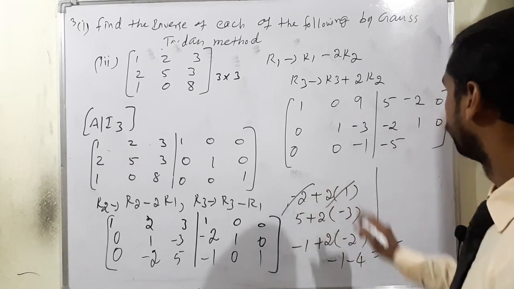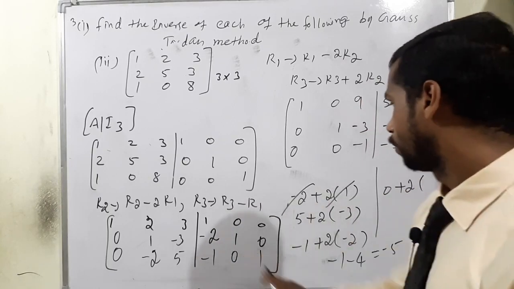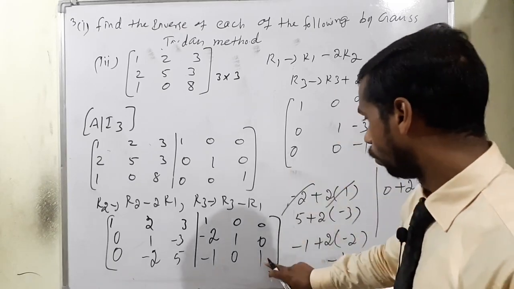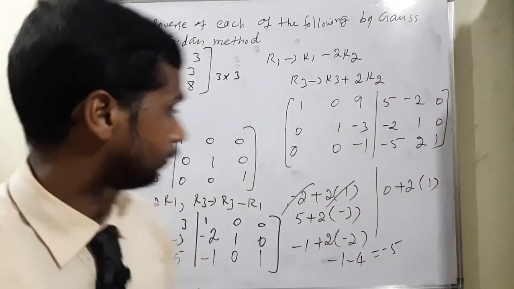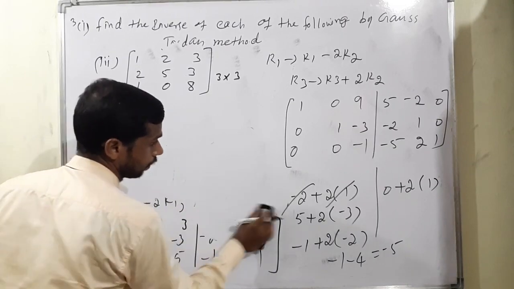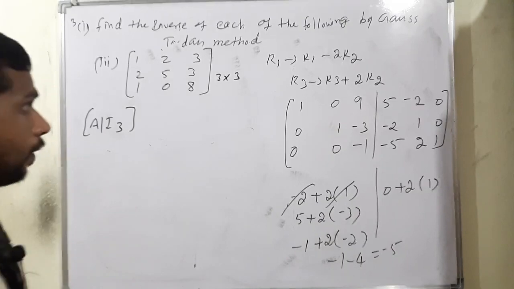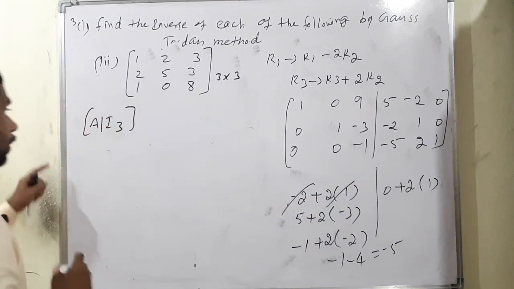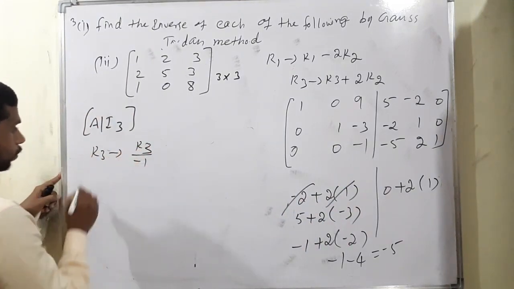Next one, again R3. R3 already 0 is there. 0 plus 2 into R2 value 1. 0 plus 2, true. Last condition, R3 value 1 is there. Comparing R2 0. Directly we can write it 1. So now already 1, 1, 0 also is there. Minus 1 we have to show the 1, isn't it? Therefore, what we have to do? R3 gives R3 divided by minus 1.